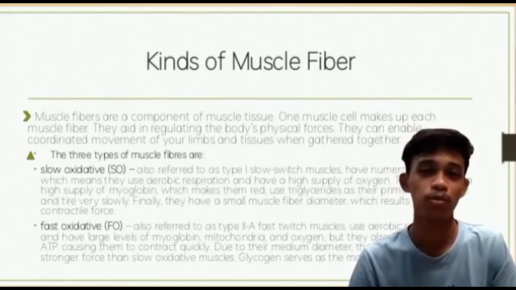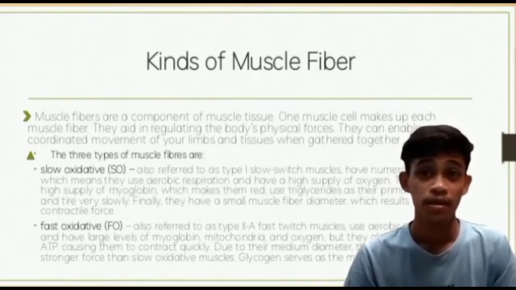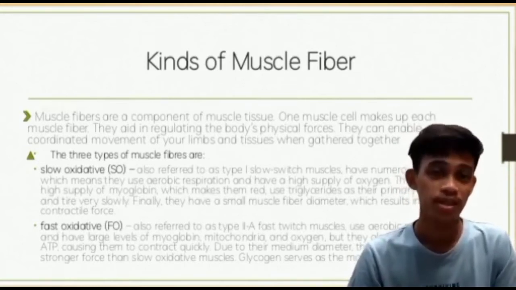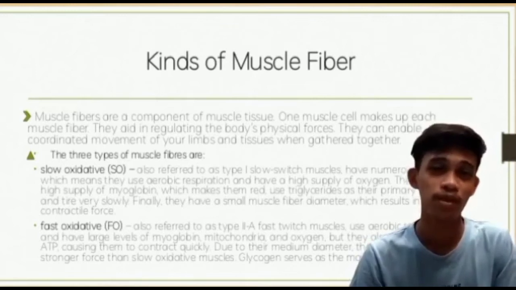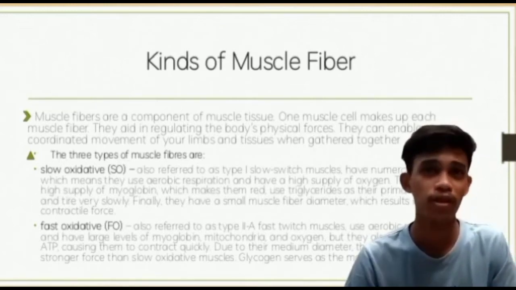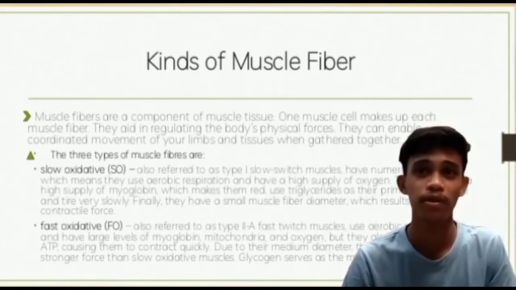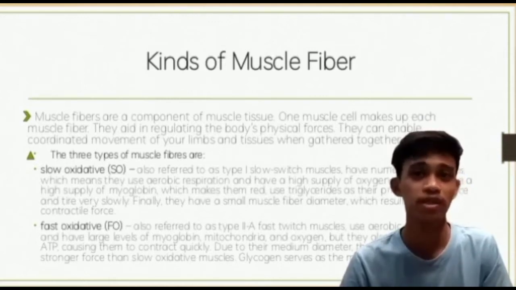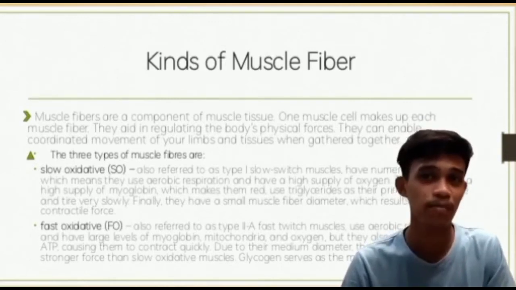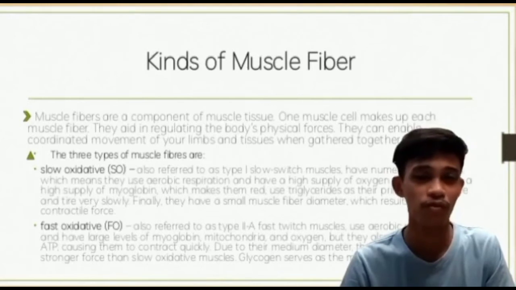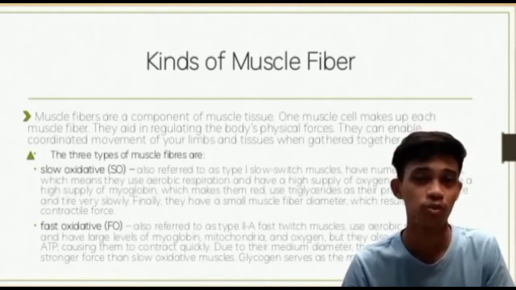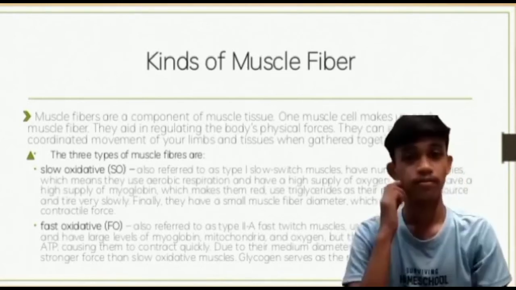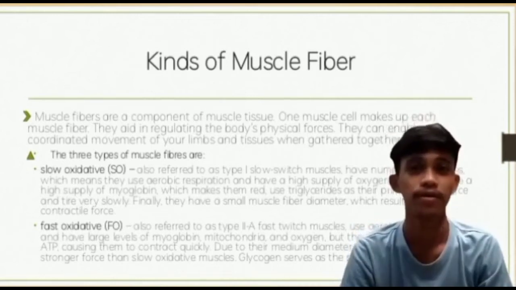Kinds of muscle fiber. Before we proceed, let us know first, what is muscle fiber? Muscle fibers are a component of muscle tissue. One muscle cell makes up each muscle fiber. They aid in regulating the body's physical forces. They can enable coordinated movement of your limbs and tissues when gathered together. So, what makes a muscle fiber?